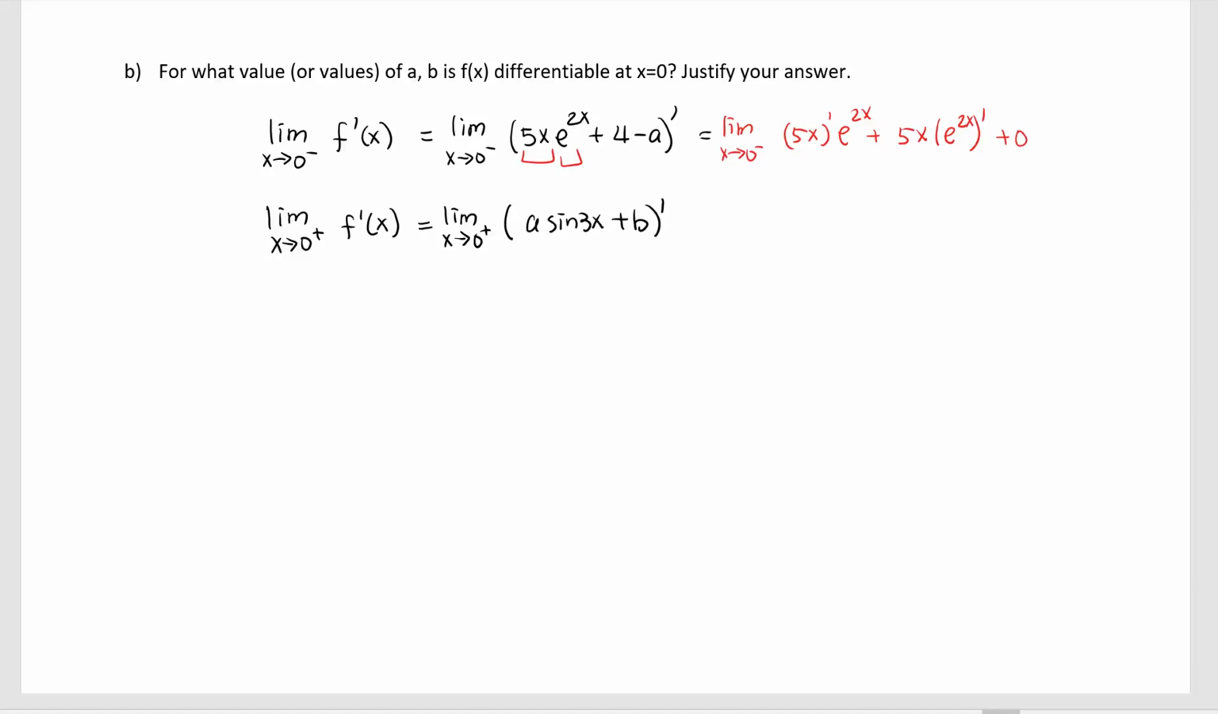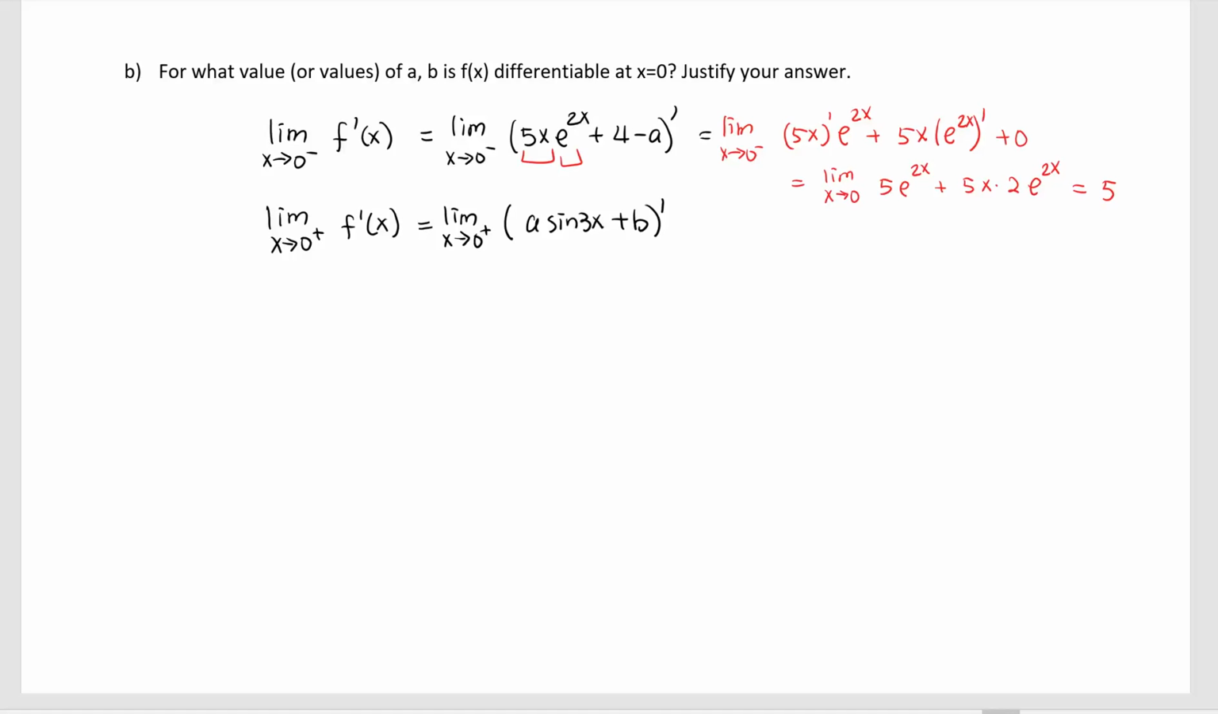Okay, and then let's continue. We have the limit as x goes to 0. Derivative of 5x is 5 e to the 2x. And then we have 5x. Derivative of e to the 2x is 2 e to the 2x. Now we plug in 0. The first e to the 0 is 1, so we have 5. But the second term, because of the x, when we plug in x is 0, is all gone. Yay. So the answer is 5.